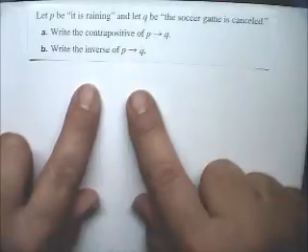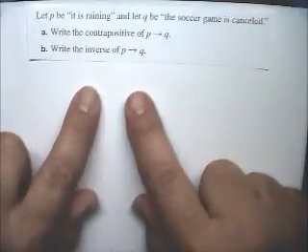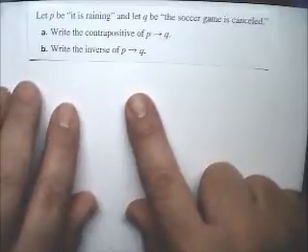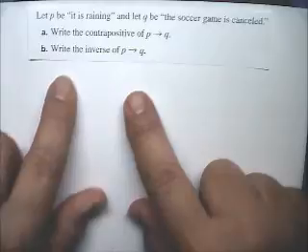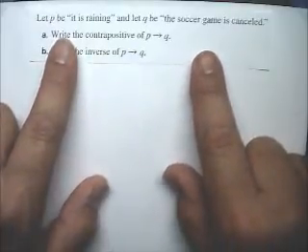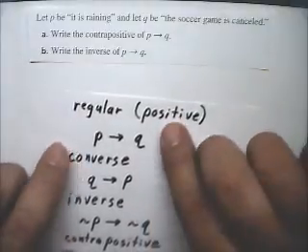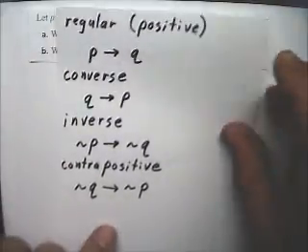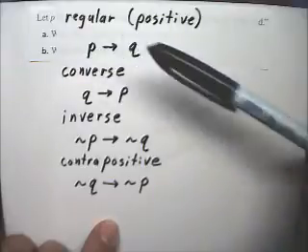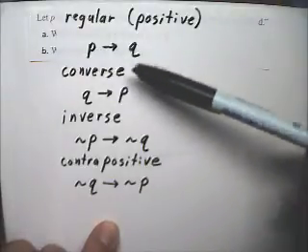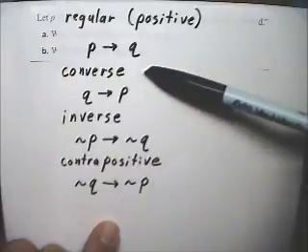Hopefully you're very good with the regular statement and the converse. If you're comfortable with those, the inverse and the contrapositive shouldn't be too hard, but they do start to get very tricky. And this symbolic notation where they're using P's and Q's, P the first part of the statement and Q the second part of the statement, illustrates how all of these go.